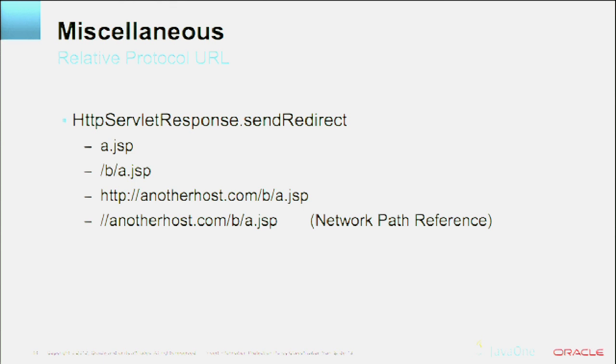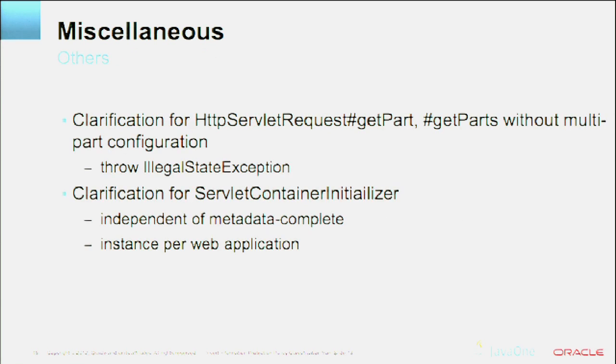Now, in 3.1, we add another extension: you can specify a relative protocol URL, or it has another name called network path reference. In this case, you don't need to specify the scheme. What does this mean? It means that it will use the scheme of the corresponding request. If you're coming from HTTP, this is HTTP. If you're coming from HTTPS, this is HTTPS. So again, this feature is already checked in to Glassfish. You can try to download and use it.